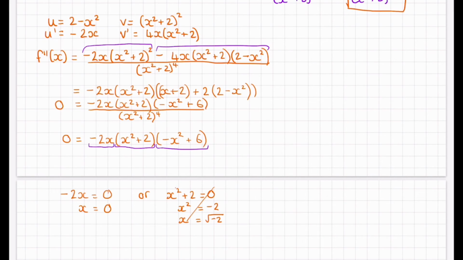So we're just going to put a cross through that, or we're going to have minus x squared plus 6 equals 0, which means we'll get minus x squared equals minus 6, which means we get x squared equals 6, and x will equal the square root of 6. And that can be the plus or minus of the square root of 6. So our possible solutions for the second derivative to equal 0 is going to be 0, positive square root of 6, or negative square root of 6.